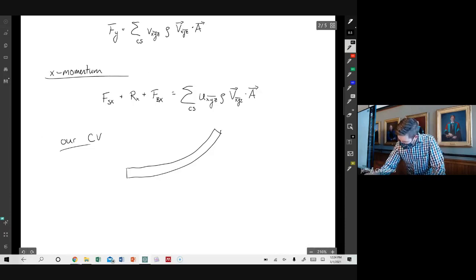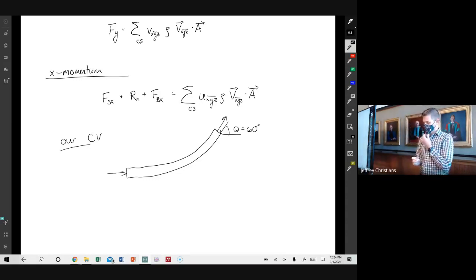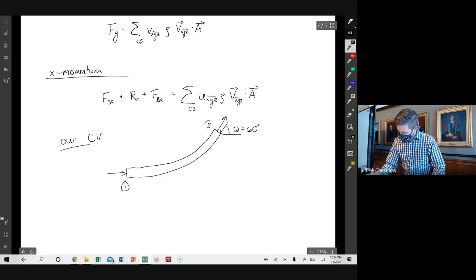Now, it's going to be something like that, where this angle here is, well, let me draw it. This angle is 60 degrees. So there's going to be water coming in there and water leaving out there at a 60-degree angle. We'll call this control surface 1. And where it's shooting off of the ramp is control surface 2.